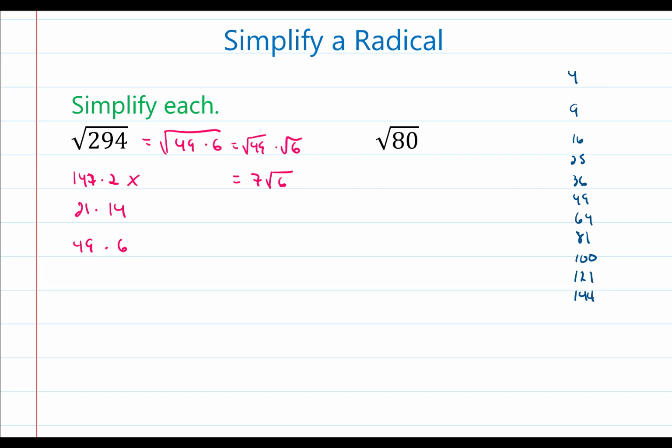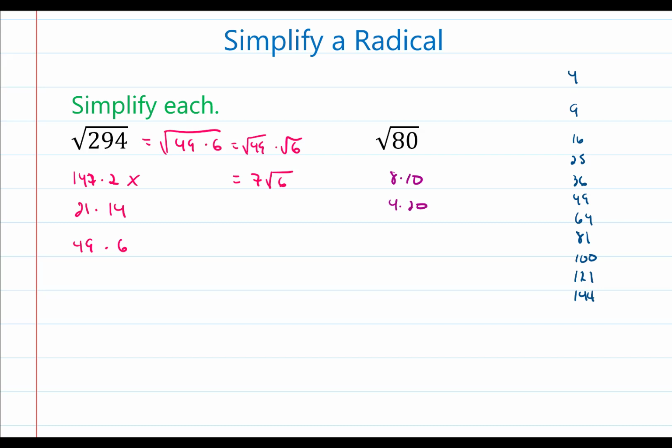So the square root of 294 is equal to 7 times the square root of 6, which is in its simplest form. Let's now repeat the same process for 80. Again, we want to look at all the possible pairs of factors of 80. Right away, I think of 8 times 10. I look at 8 and I say, oh, that's got a factor of 4. So we go ahead and look at 4 times 20.